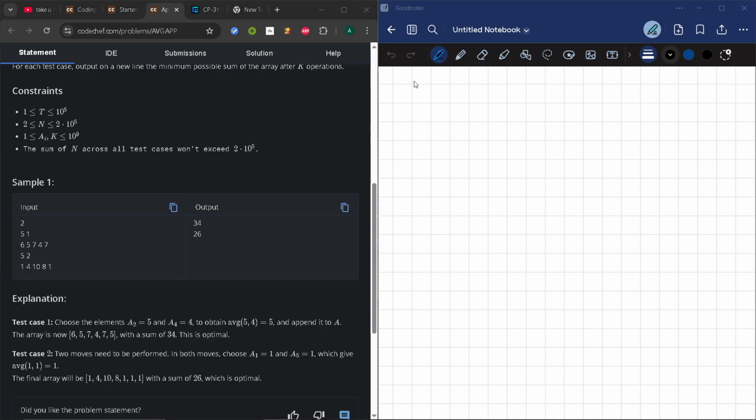Now I have 1, 4, 10, 8, 1. What I did was I sorted them: 1, 1, 4, 8, 10. Then I just look for these two, take the average of them, and append them. That's it. Now I have to check where it cannot work. This thing does not seem to be valid. I tried this solution, but I got an error on this.